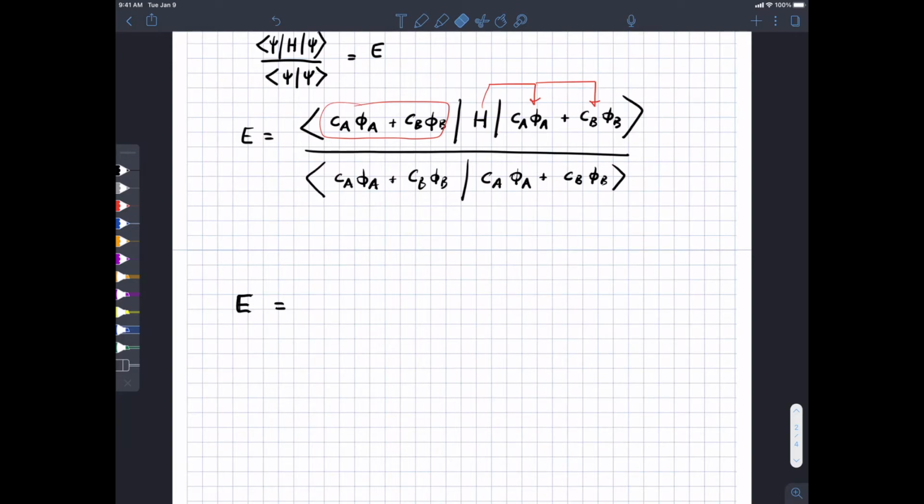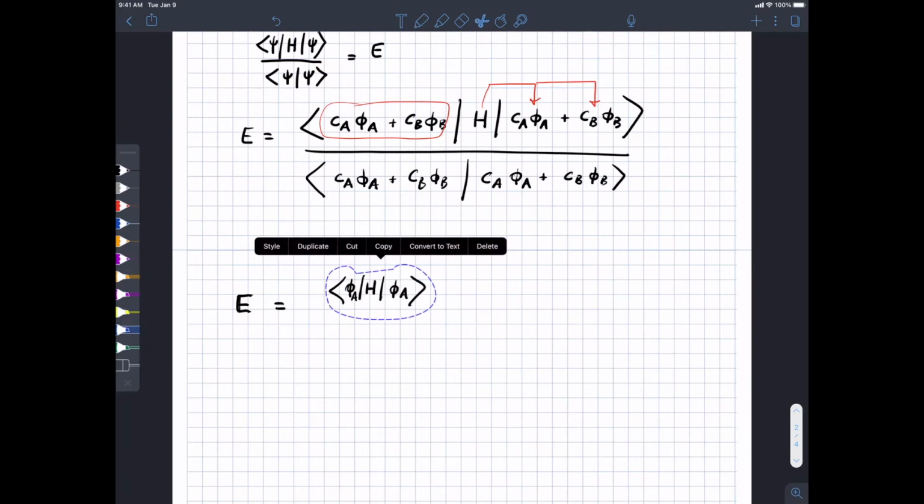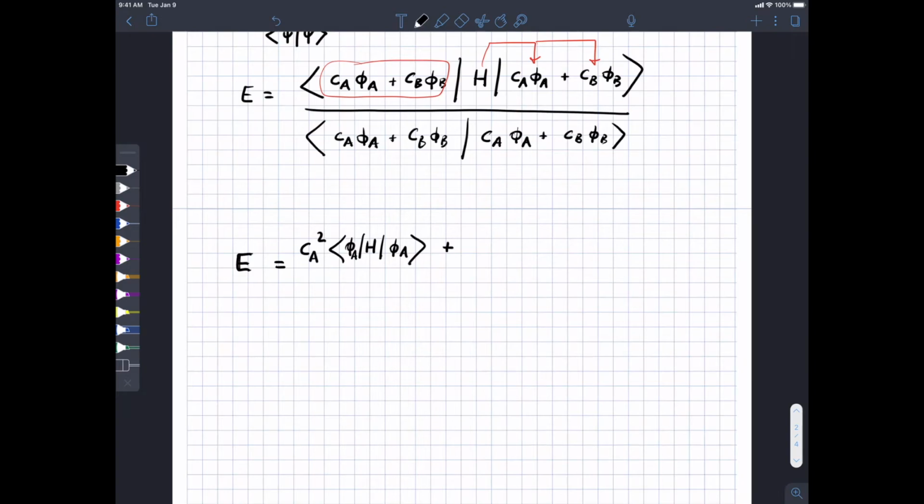Sure. Okay, Hamiltonian applied to wave function A times wave function A. And then actually there's going to be CA squared in front of that. Does that make sense? We apply Hamiltonian to this, and then we multiply it by this. Okay. The second term involves the Hamiltonian applied to wave function B, but multiplied by wave function A.